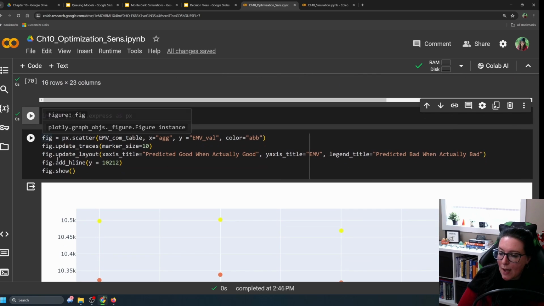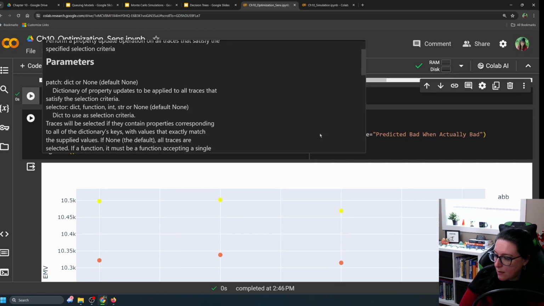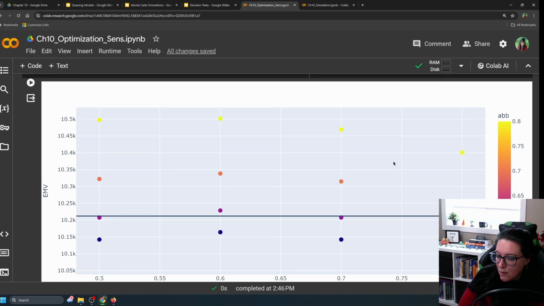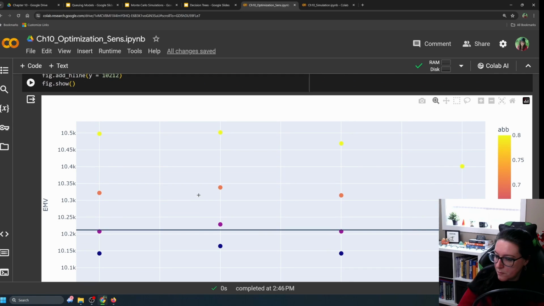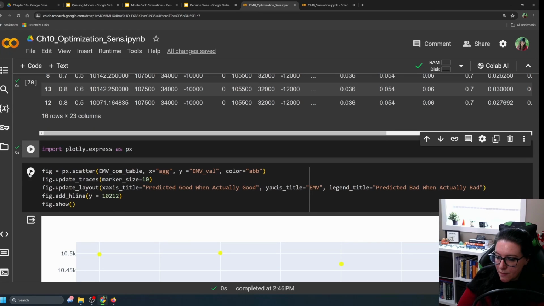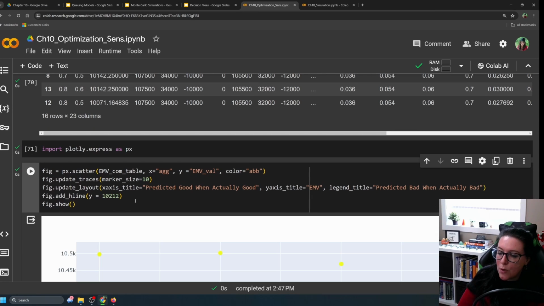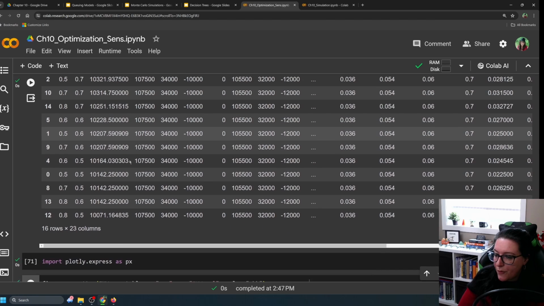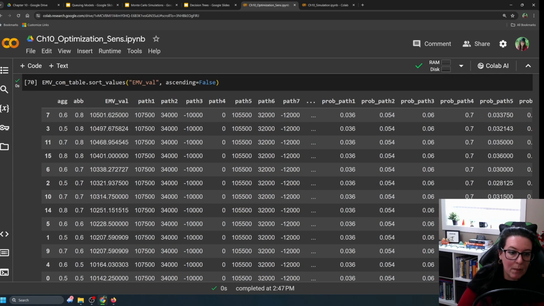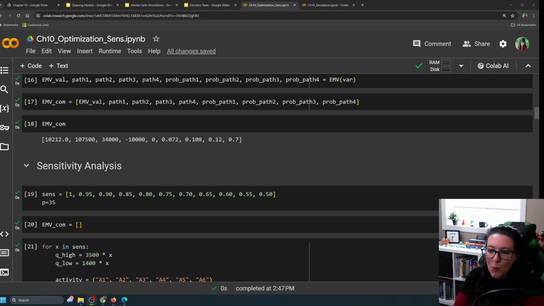And then we could add, do I add a line in here? All right. So we could add a horizontal line in here at 10,212. Just trying to remember offhand why I put one at 10,212. All right, so why the line at 10,212?